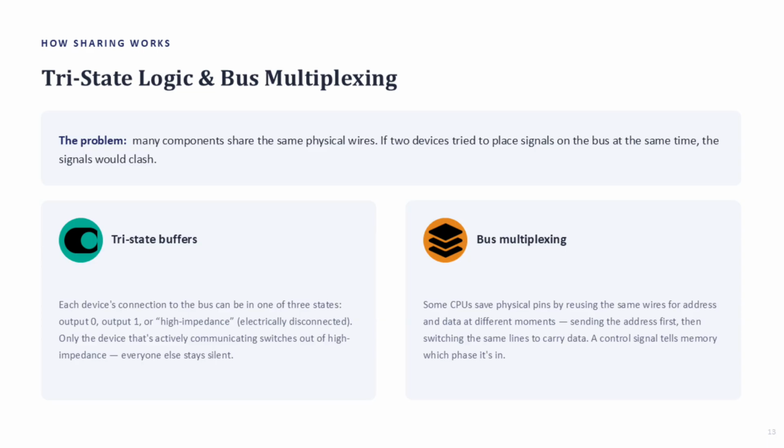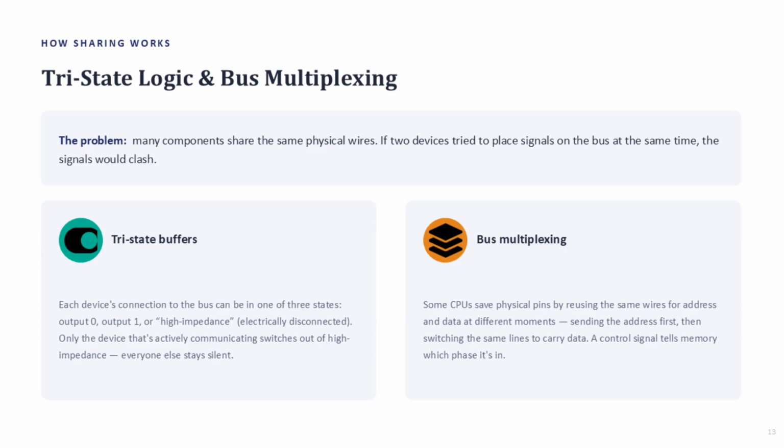Imagine a classroom discussion. Only one student is allowed to answer a question at a time. Everyone else remains silent until the teacher calls on them. In this analogy, speaking represents sending a 1 or a 0. Remaining silent represents the high impedance state.